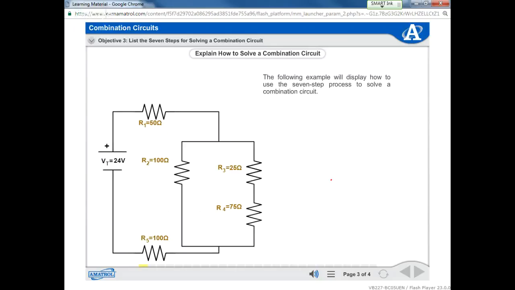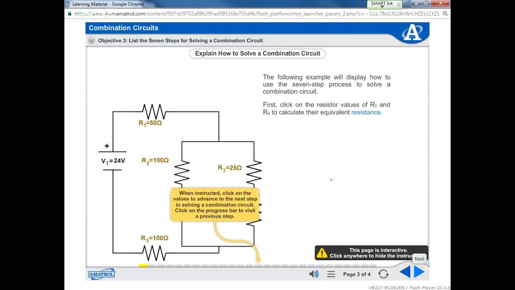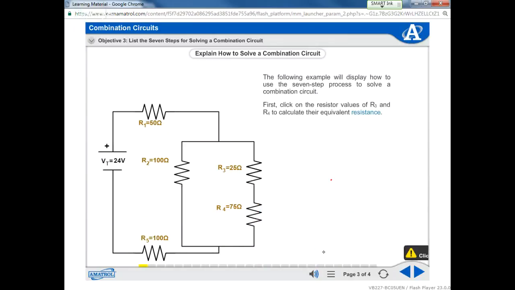The following example will display how to use the 7-step process to solve a combination circuit. First, click on the resistor values of R sub 3 and R sub 4 to calculate their equivalent resistance. Okay, so now we're going to begin to simplify this circuit. And when we do that, the first thing we want to do is simplify R3 and R4. So what are we going to do? Add them.